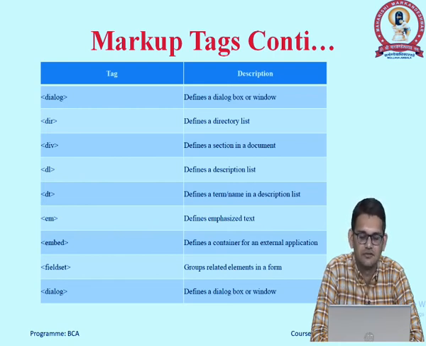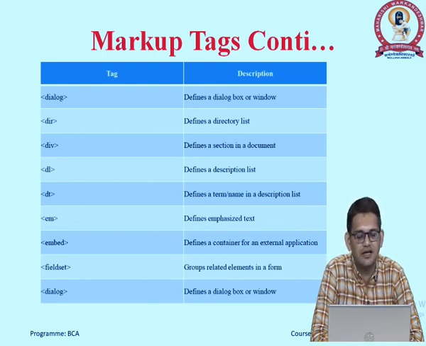Next one is the div tag. It defines a section in a document. What are sections? Suppose we are creating a web page and we cannot build the entire page in one attempt. We can bifurcate that page into different portions, and for bifurcating we can use different div elements. So, the div element can divide an HTML page into different portions.